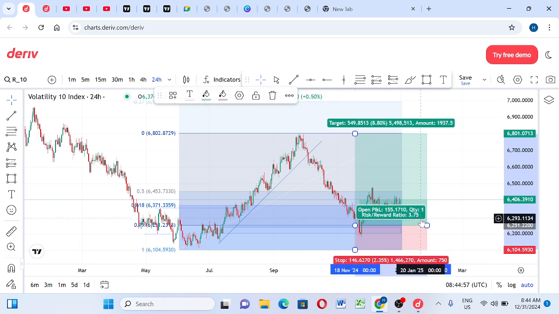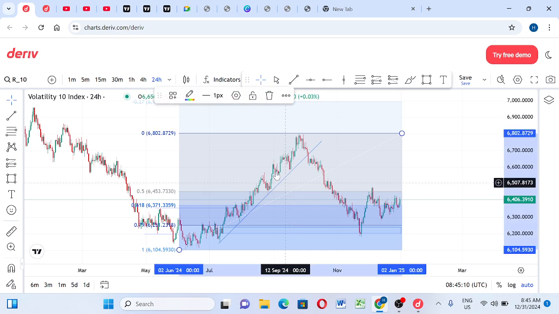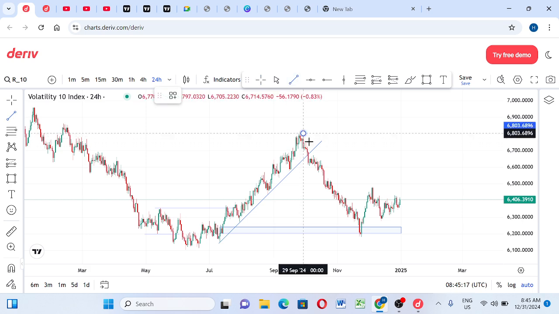But this is not what we are going to be doing, because this is 24 hours time frame. You understand? So how do we now implement getting trades on smaller time frame? So I'll delete this and I'll delete this. Now on smaller time frame, we first of all check the trend.